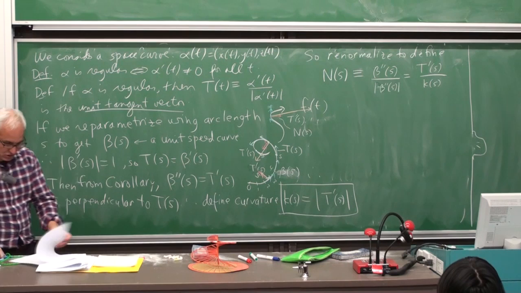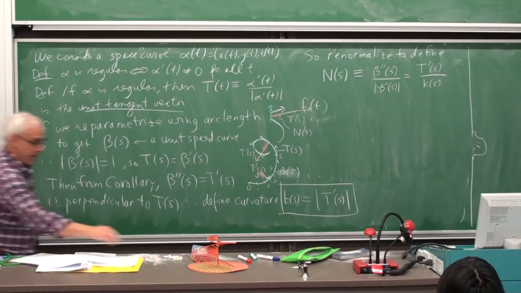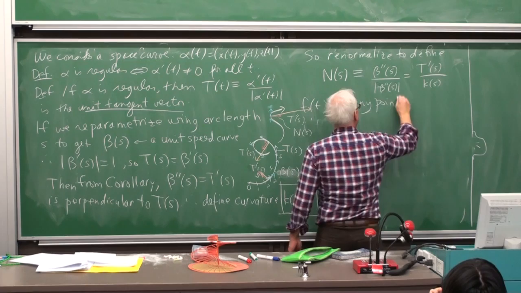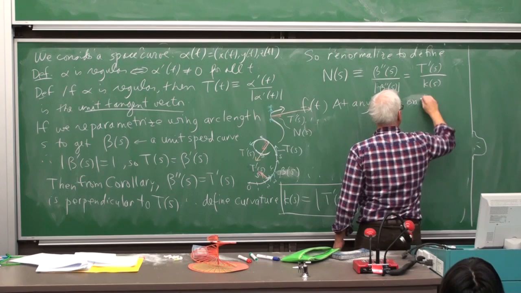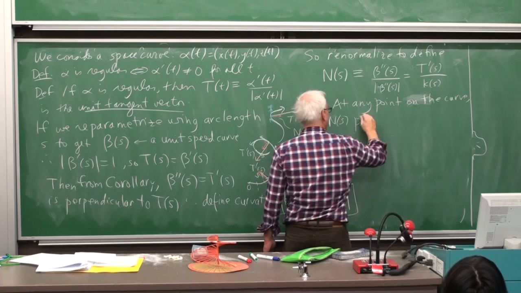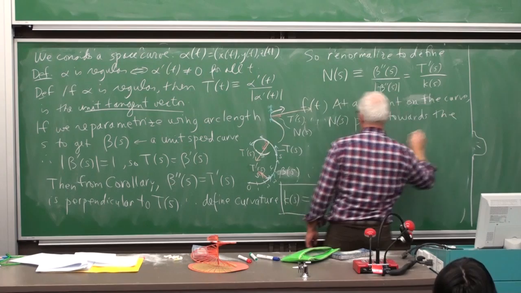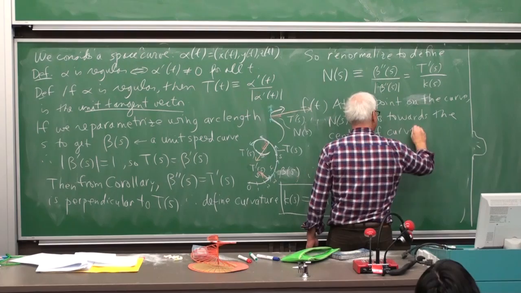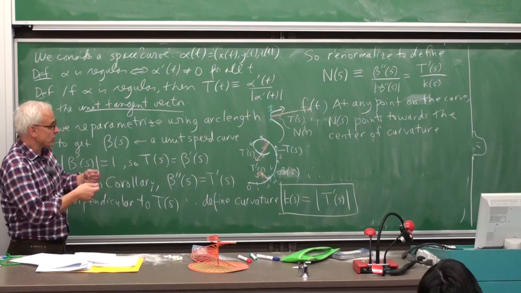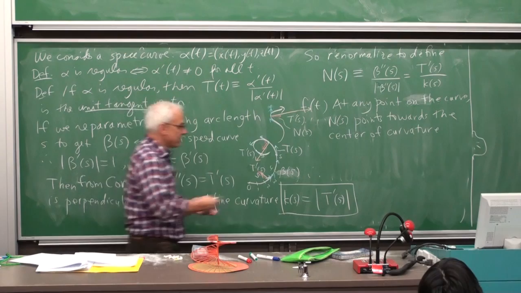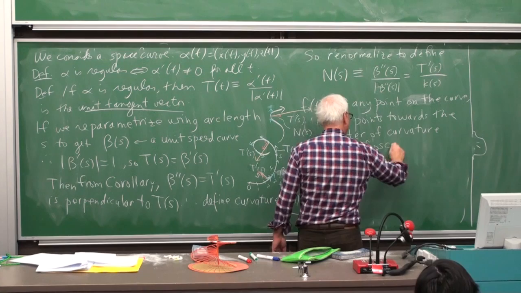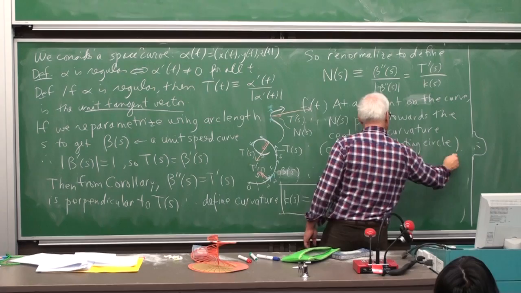All right, great. So we have these two vectors, and at any point on the curve, N of S points towards the center of curvature. So we could go a certain distance along there to find the center of curvature. That's the center of the osculating circle. It's the same concept as we had in the planar case, except it still is valid in the spatial case.